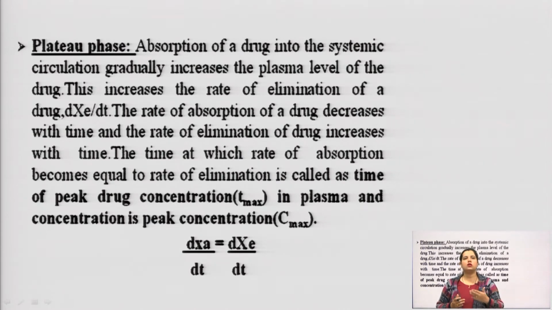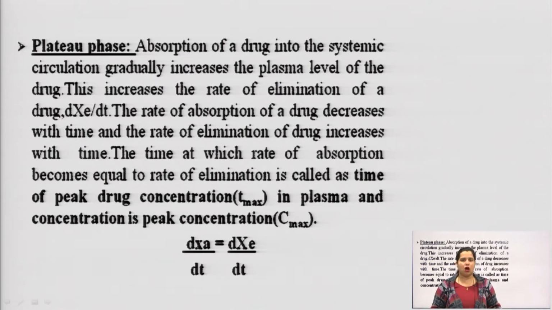Next, the plateau phase will come after the absorption phase. Absorption of a drug into the systemic circulation gradually increases the plasma level of the drug. Once it is absorbed and reaches the systemic circulation, the drug plasma level increases. This increases the rate of elimination of the drug. As it comes to the systemic circulation, it is also getting eliminated simultaneously. So, the rate of absorption of the drug decreases with time and the rate of elimination increases.